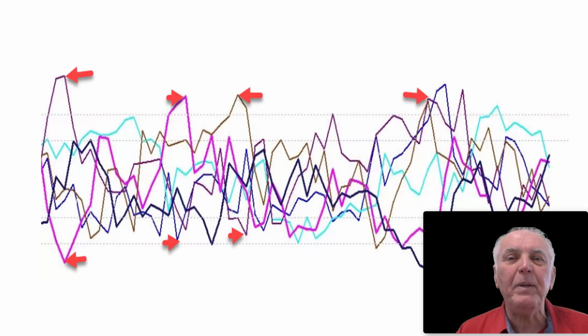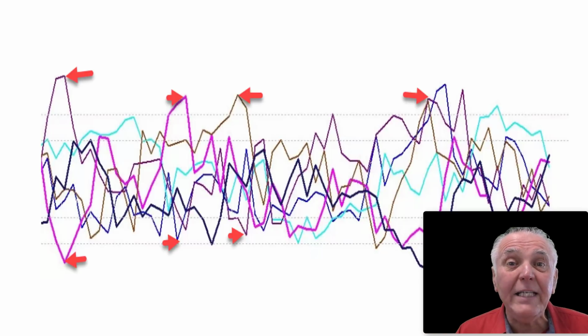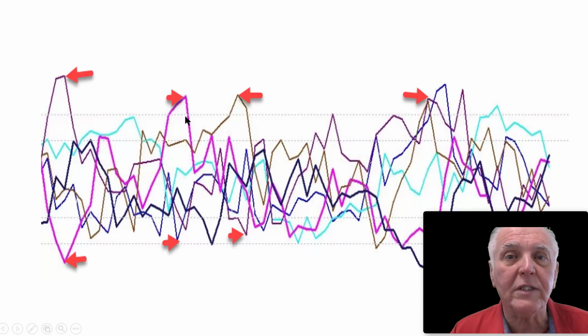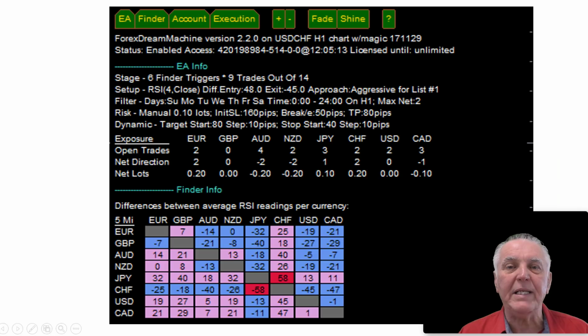So it's a very simple and easy EA to understand, and that's why it's ideal for beginners. It's a very simple and easy concept, a very sound concept, and you can see on this chart how unsustainable the strength of these particular currencies is and the weakness of the particular currencies is.